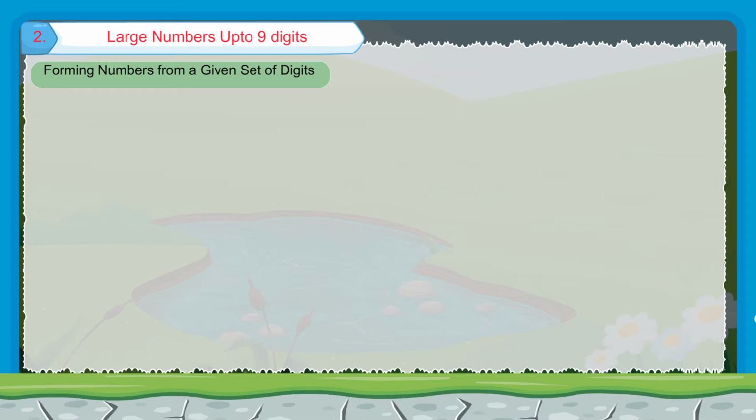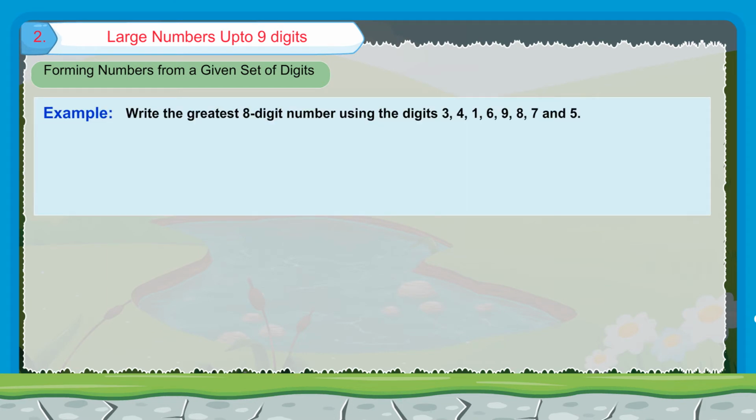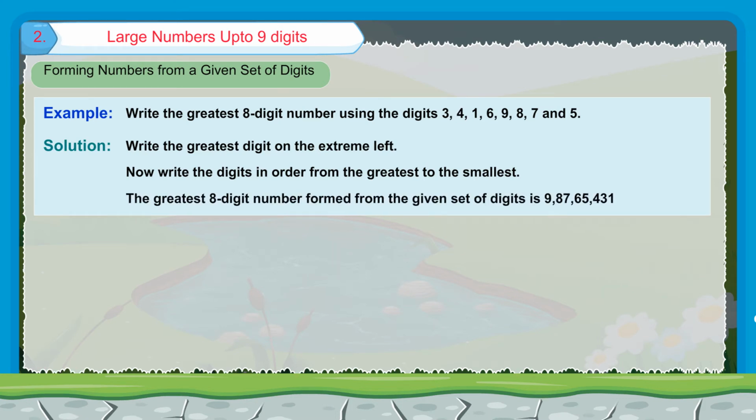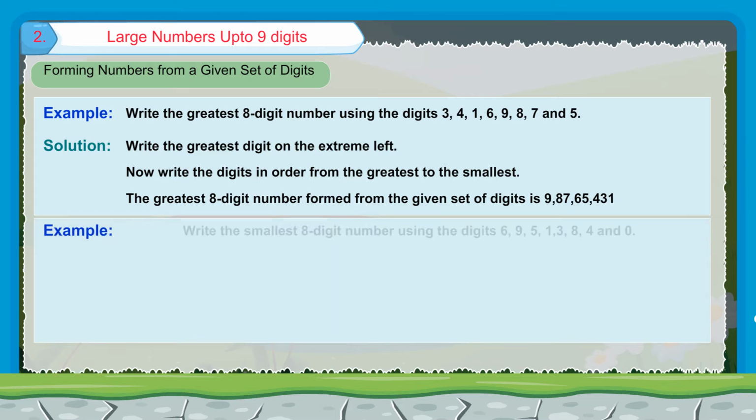Forming numbers from a given set of digits. Example. Write the greatest 8-digit number using the digits 3, 4, 1, 6, 9, 8, 7 and 5. Solution. Write the greatest digit on the extreme left. Now, write the digits in order from the greatest to the smallest. The greatest 8-digit number formed from the given set of digits is 9,87,65,431.